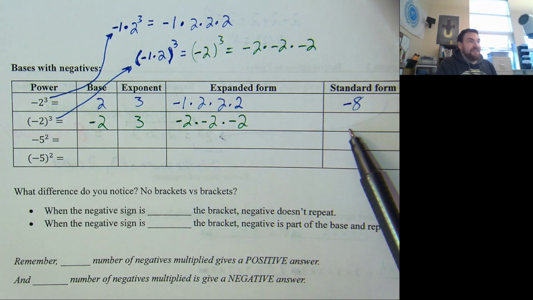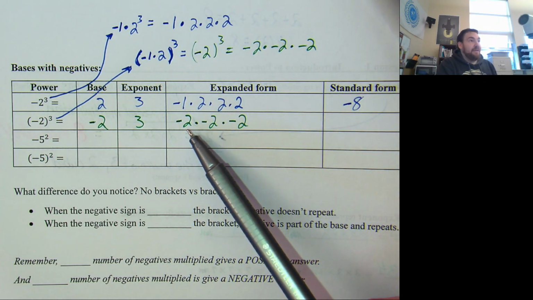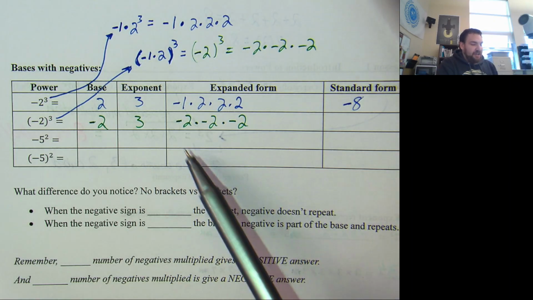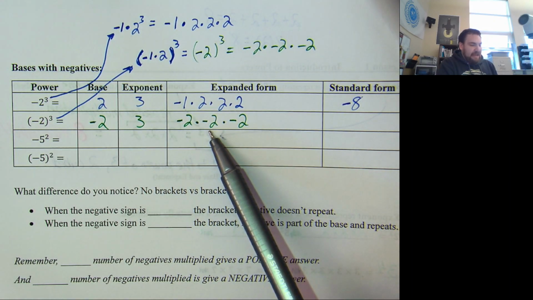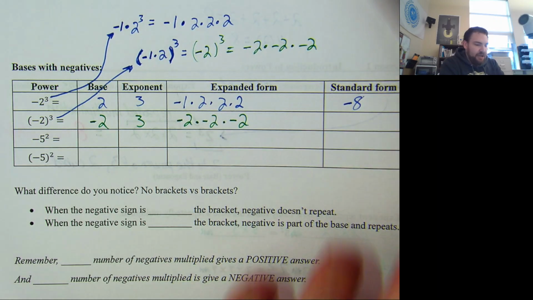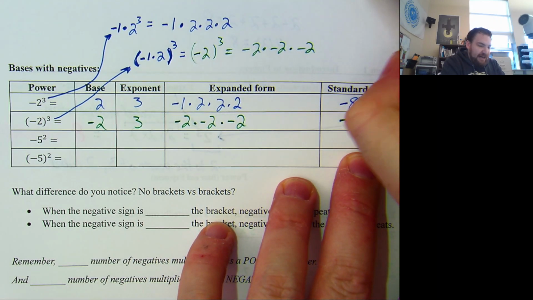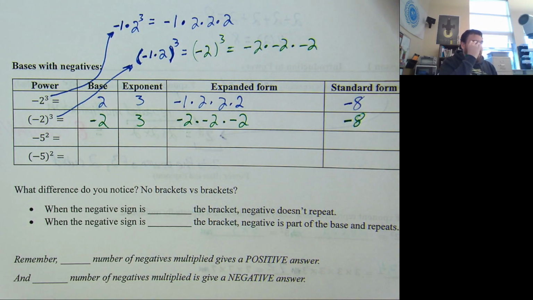And what now is this thing going to be in standard form? It's going to be -8 again, because I've got 2 negatives is going to make a positive, and then that third negative is going to make it negative again. So you might be asking yourself, why the heck do we care? The answer is the same both times, and to that I'm going to say, well, let's take a look at the next two and see what happens.